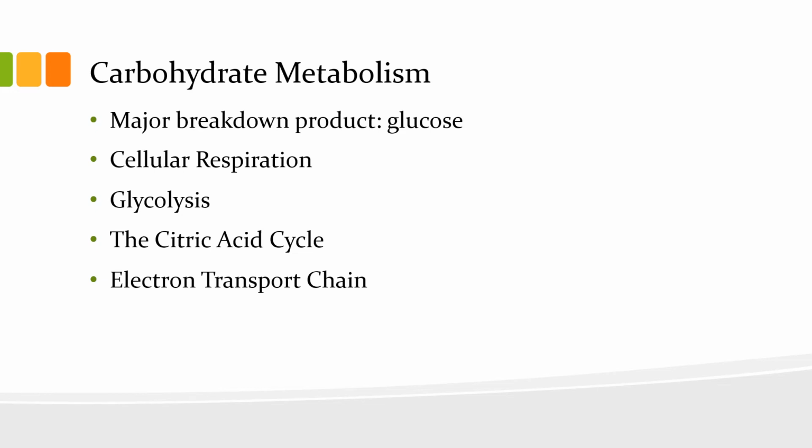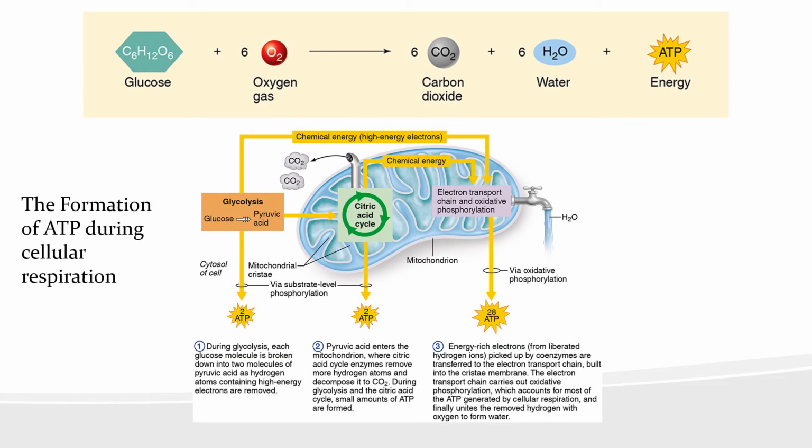The carbon atoms released from glucose leave the cells as carbon dioxide, and the hydrogen atoms removed, which contain energy-rich electrons, are eventually combined with oxygen to form water. These oxygen-using events are referred to collectively as cellular respiration. The three main metabolic pathways involved in cellular respiration are glycolysis, the citric acid cycle, and the electron transport chain. The top image we're looking at here is just the summary equation for cellular respiration. And below that is the formation of ATP in the cytosol and the mitochondria during cellular respiration.